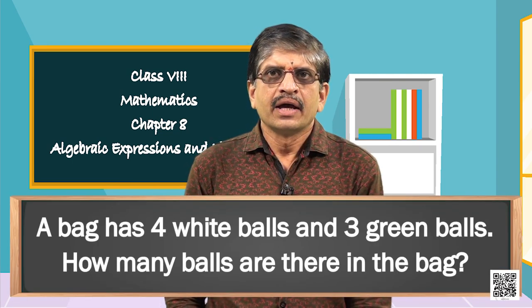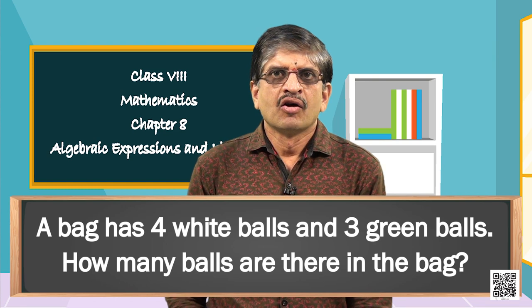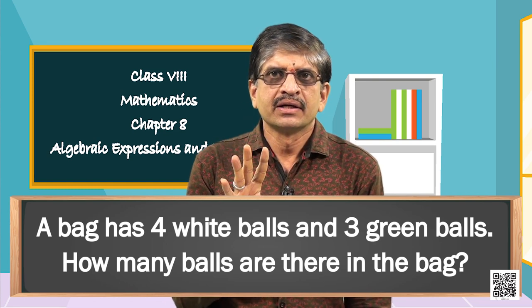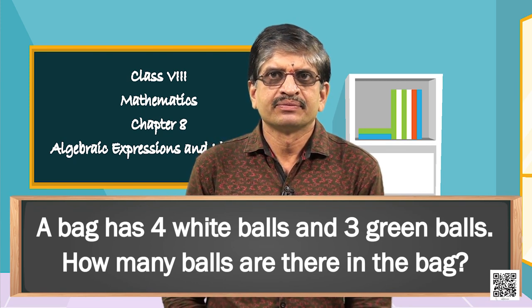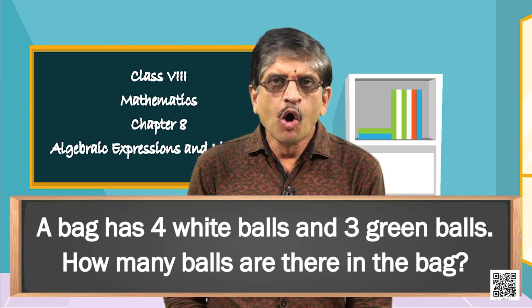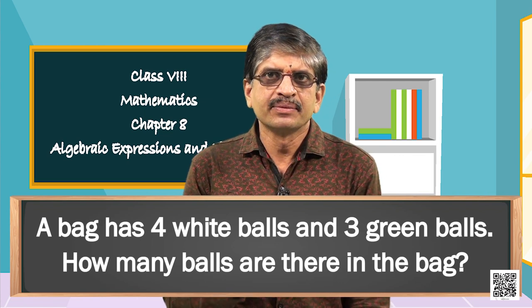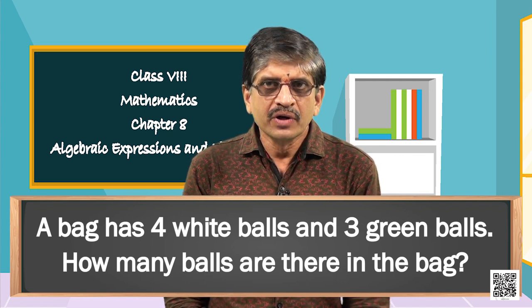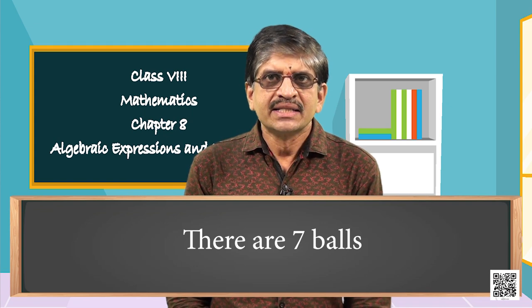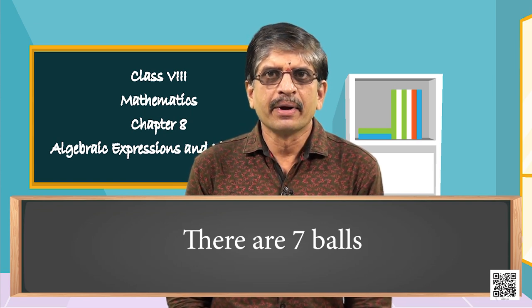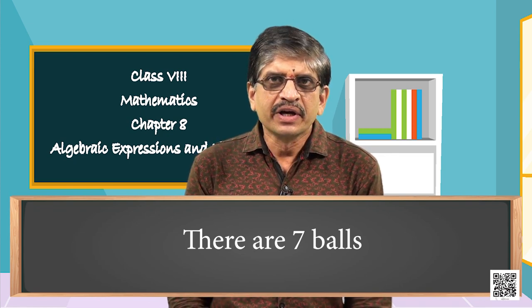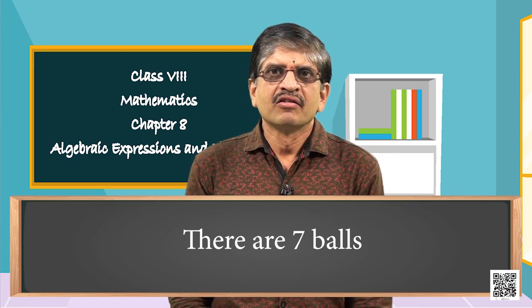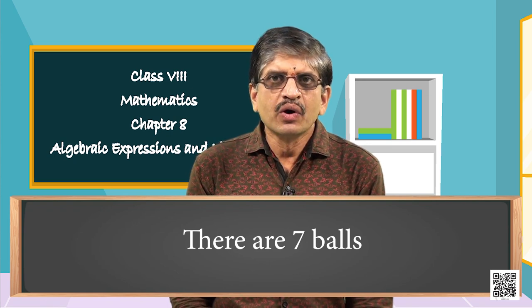Let us see this example. A bag has 4 white balls and 3 green balls in it. How many balls are there in that bag? Good. There are 7 balls in the bag. How did you get that? Okay. By adding 4 and 3, you got 7.